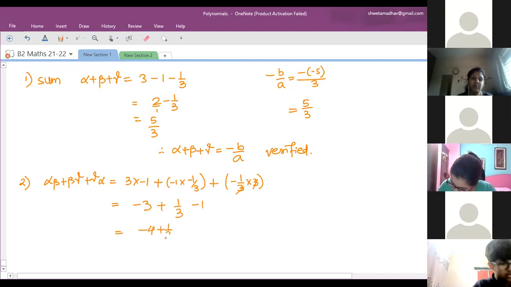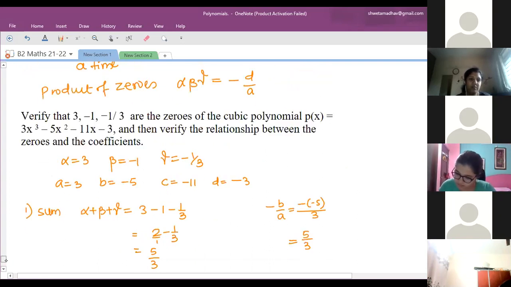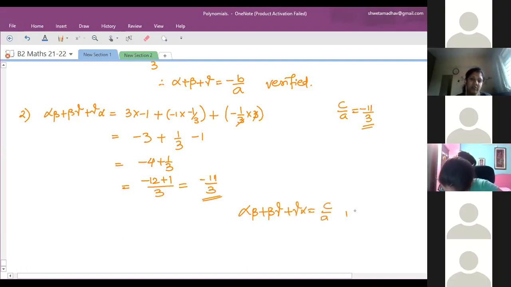Minus 4 plus 1 by 3. So it is minus 12 plus 1 by 3, which is equal to minus 11 by 3. And then we know that the sum of the product of two zeros at a time is equal to C by A. So what is C by A? C value is minus 11 and A is 3. C by A is minus 11 by 3. So this is also minus 11 by 3 and this is also minus 11 by 3. Therefore alpha beta plus beta gamma plus gamma alpha is equal to C by A, which is verified.